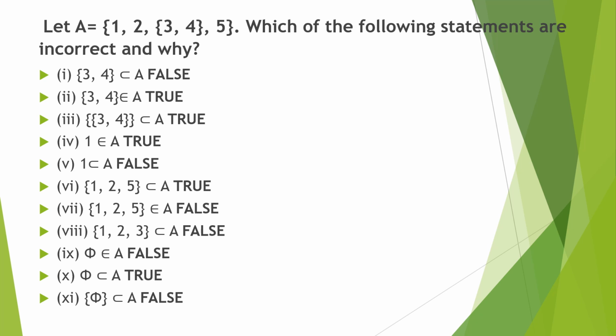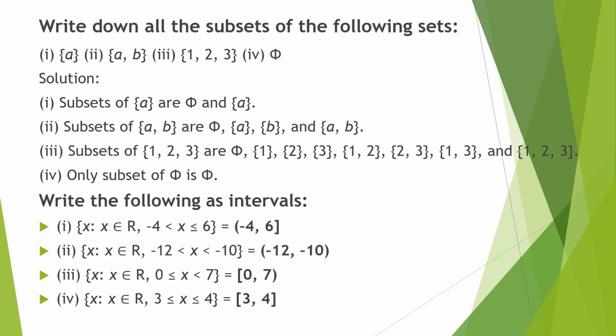{1, 2, 3} is a subset of A. False because there is no such element which is just 3. Null set belongs to A. False. Null set is a set. So a null set is a subset of A, which is true. The set consisting of null set is a subset of A. Again, this is false. Next question. Write down all the subsets of the following sets.